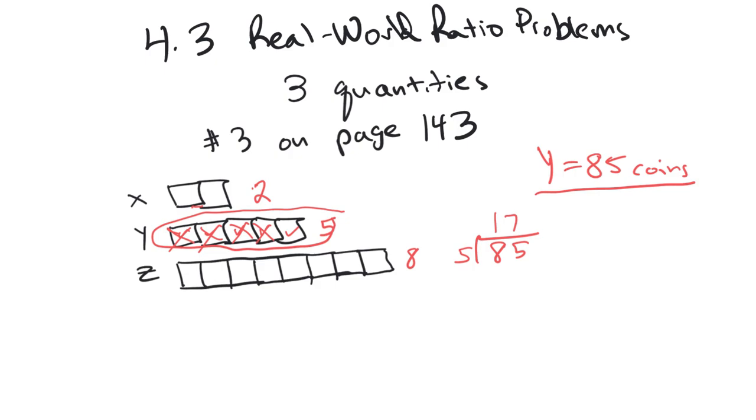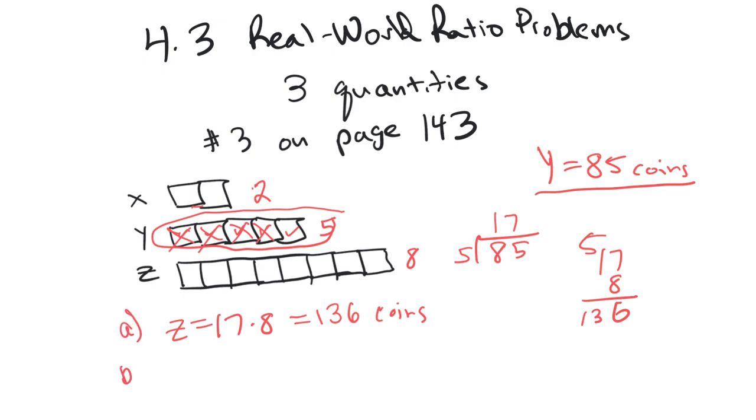So the first question says, A, find the number of coins Zachary collected. Well, that would be 17 times 8. And we can do that off to here. 7 times 8 is 56. And that would be 13. So he collected 136 coins. Voila. And then that's A.